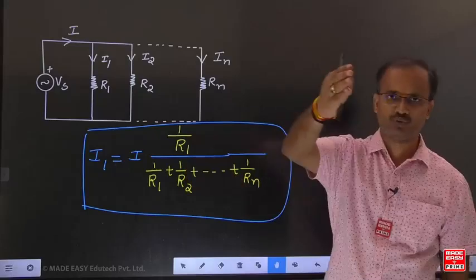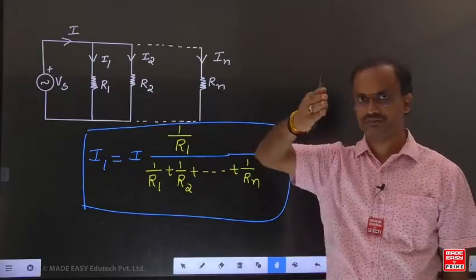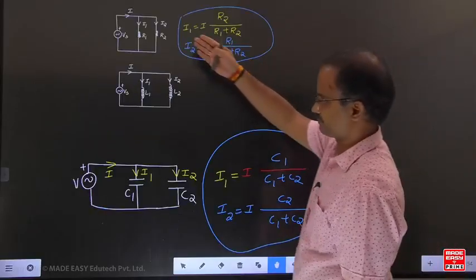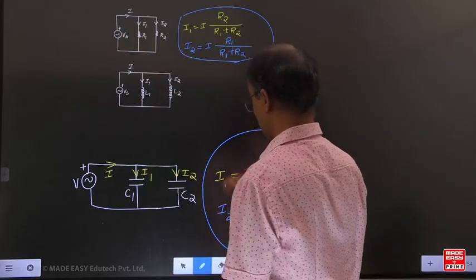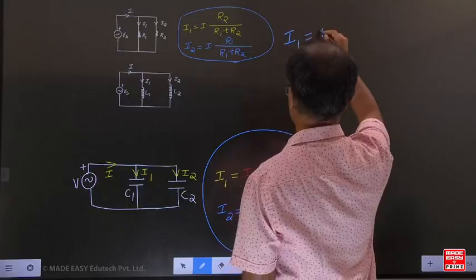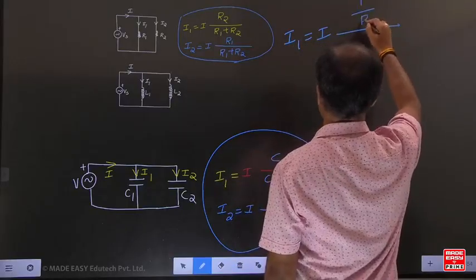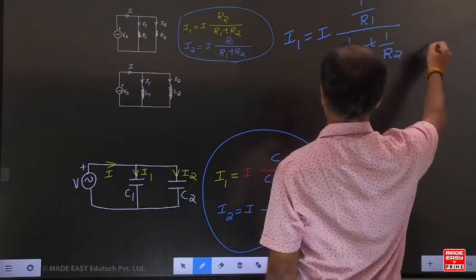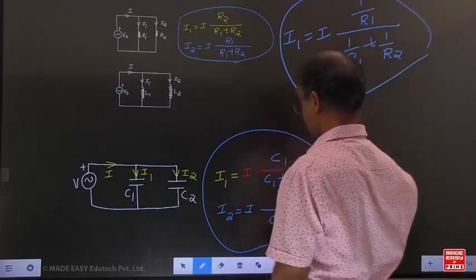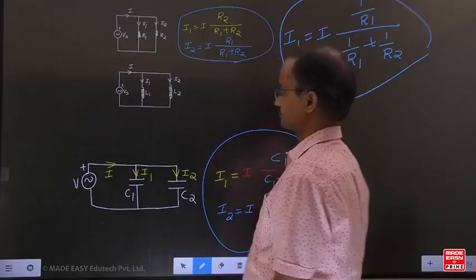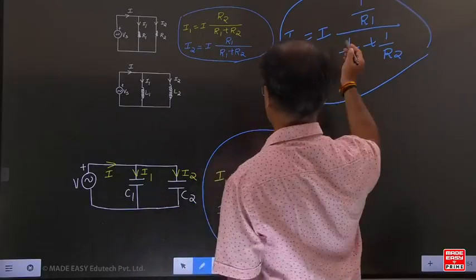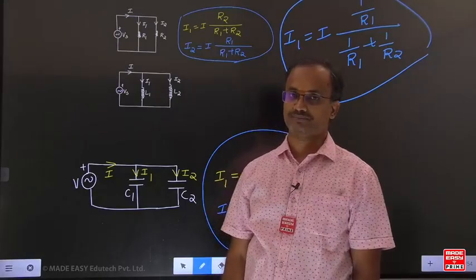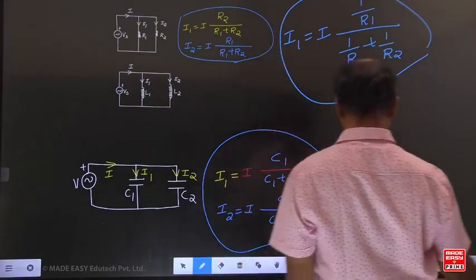The same method you can apply for 2 resistors also. Check by simplifying that one. For 2 resistors also we can apply the same logic. What can we write here? We can write I1 equals total current times the reciprocal of the similar resistance, in the denominator the sum of the reciprocal values. If you simplify here you get the same answer. Check it. Okay.